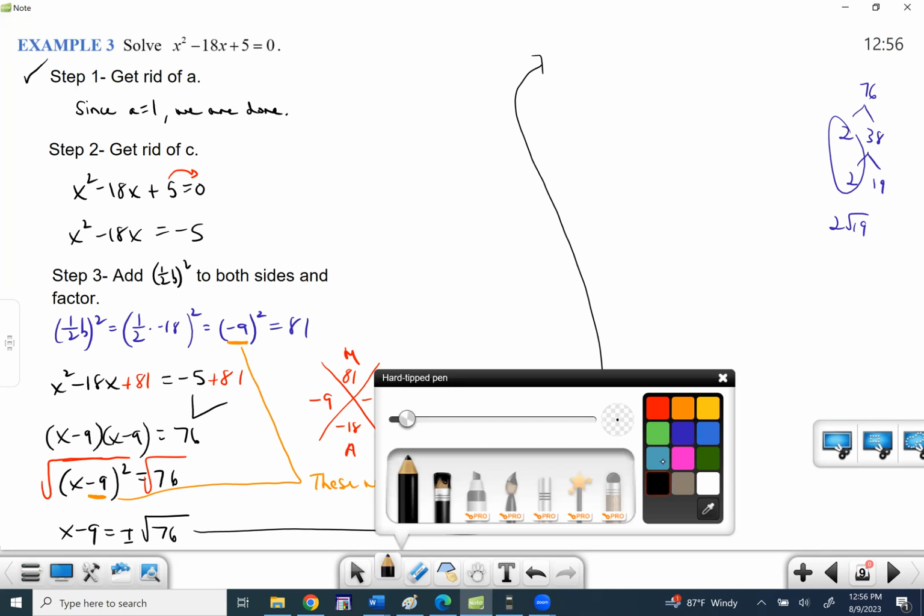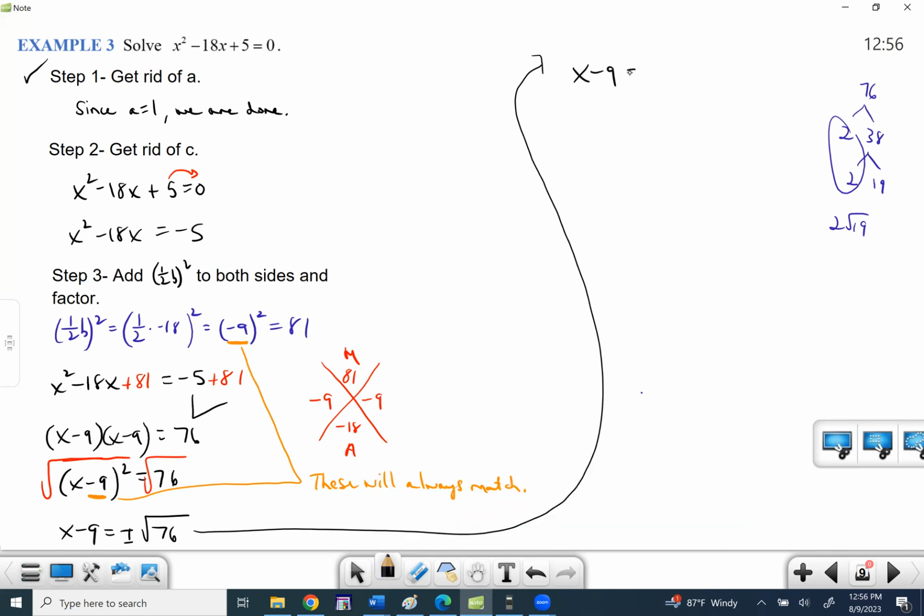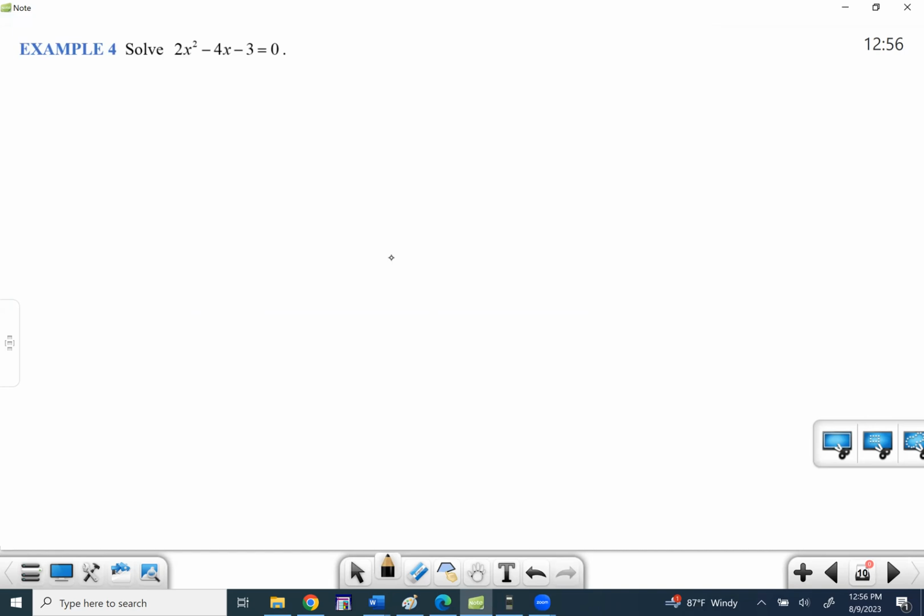All right, so then this is going to become x minus 9 equals plus or minus 2 root 19. And we're just going to move that 9 over. And we have our 2 solutions, right? 9 plus 2 root 19 and 9 minus 2 root 19. Okay, so this should be like really tough. I mean, this is a lot of steps. I didn't even put step 4 down, huh? Which is just solve. Once you get it down to this spot, step 4 is to just solve, right? All right, let's try it again and again and again until we get good at it. All right. Step 1, right, is to get rid of a.